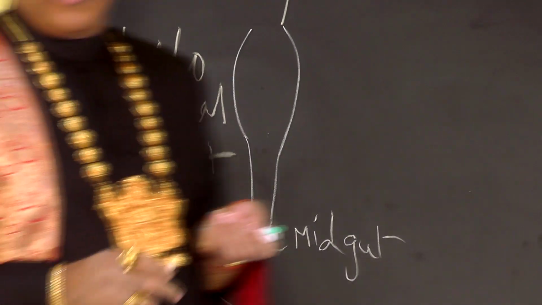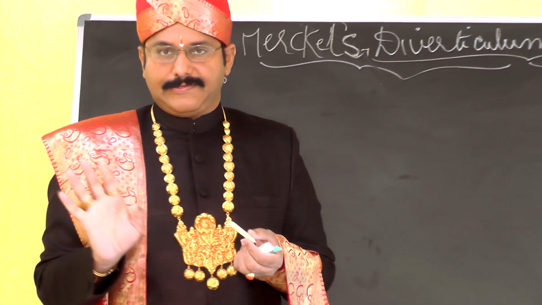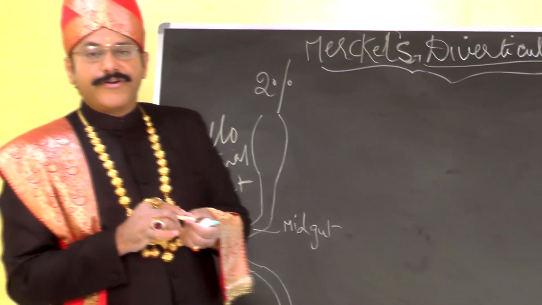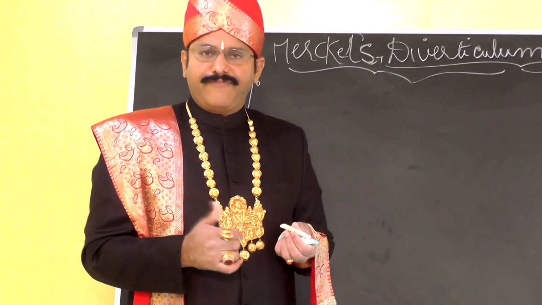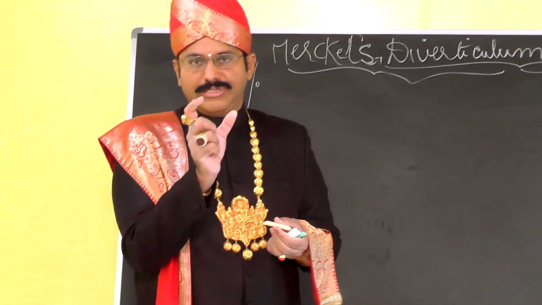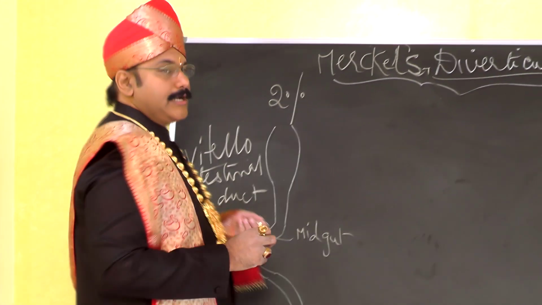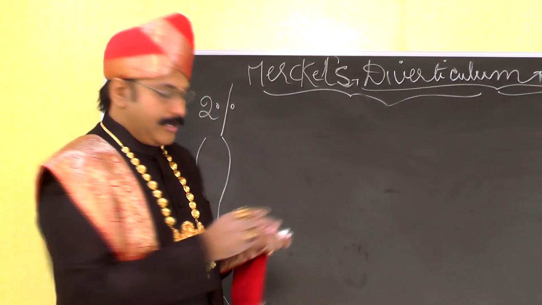Okay. This vitelo-intestinal duct generally disappears in the 6th week of intrauterine life. But if it is persisting, then it forms Meckel's diverticulum, especially the proximal part. The proximal part of the vitelo-intestinal duct, if it is persisting, is going to form the Meckel's diverticulum.